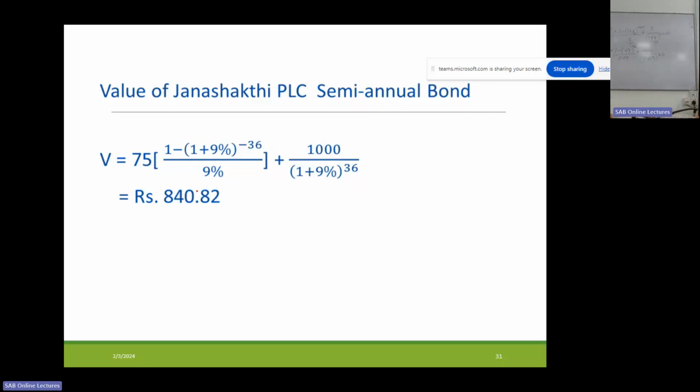So you can see the intrinsic value is less than 1000 because the coupon is less than the investors' required rate of return, so the bond is selling at a discount. So because of that, a coupon lower than the required rate of return means a discount. We will apply that relationship going forward.